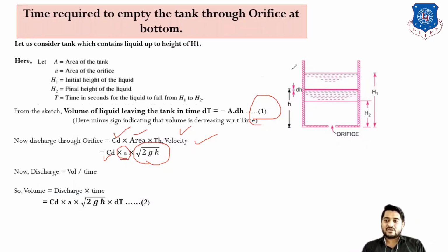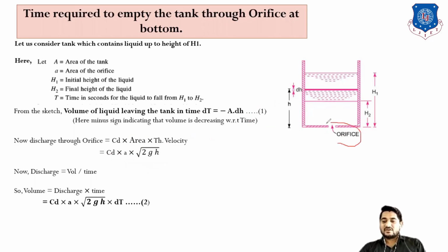It is the time required to empty the tank from an orifice meter at the bottom. Clear? So as shown in this sketch, here is one rectangular tank. In that, the orifice meter is located at the bottom. Here let us understand some basic notations. Here capital A is equal to the area of the whole tank. Small a is equal to the area of the small orifice. H1 is equal to the initial height of the water level. H2 is equal to the final height of the water level, and capital T is equal to the time required to empty the tank. Clear?